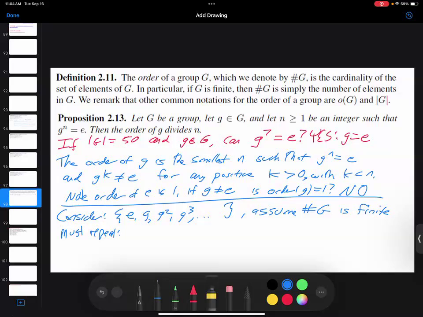The first time we have, let's say, G to the K equals G to the L, with K less than L. So if G to the K equals G to the L, think, if you want, say, G to the 4th equals G to the 11th. If G to the 4th equals G to the 11th, what could we do to both sides? How could we simplify things?